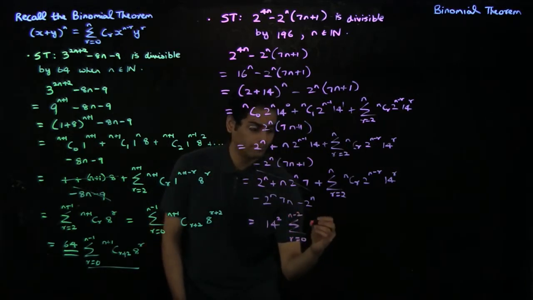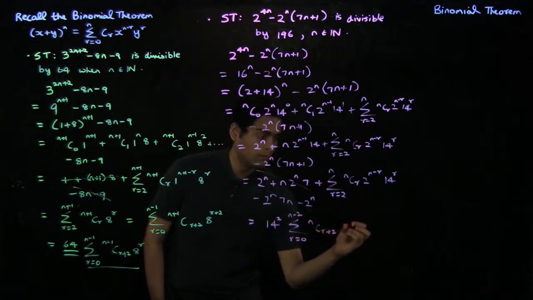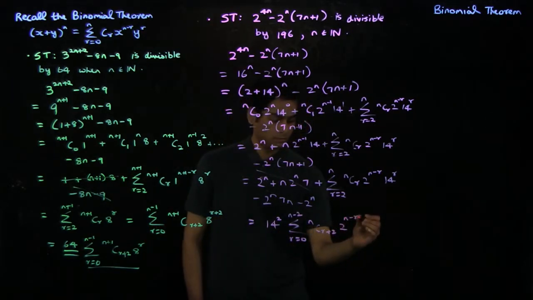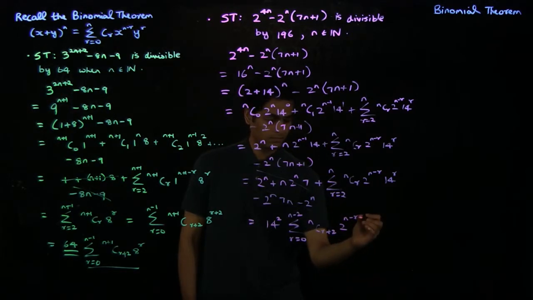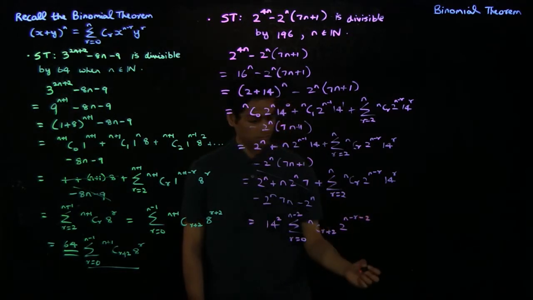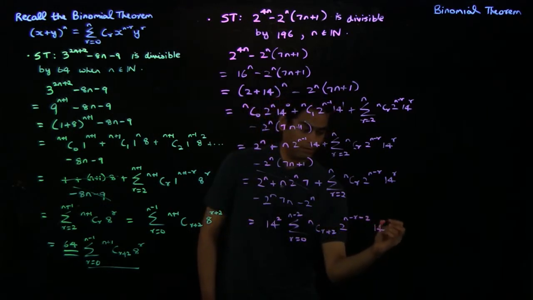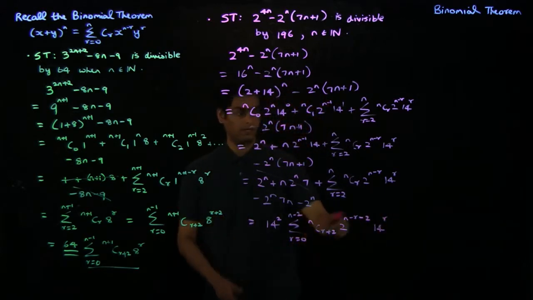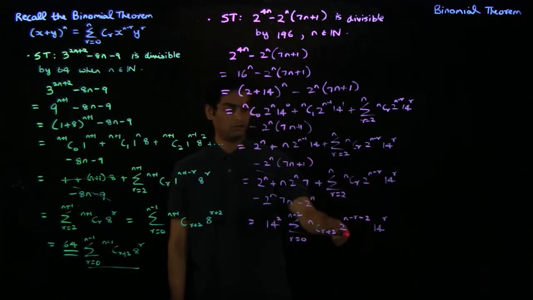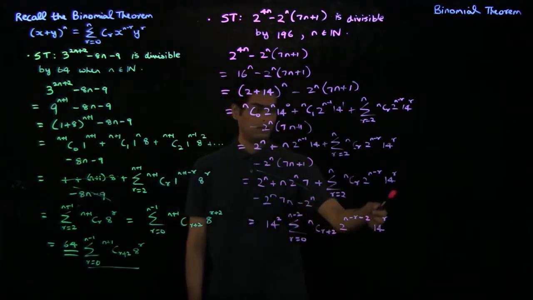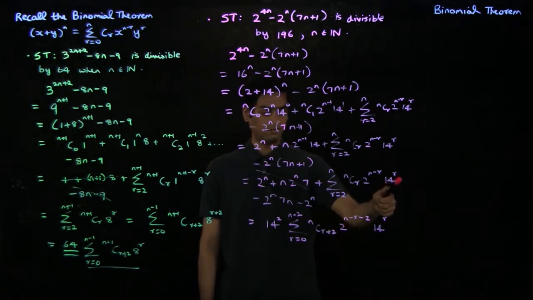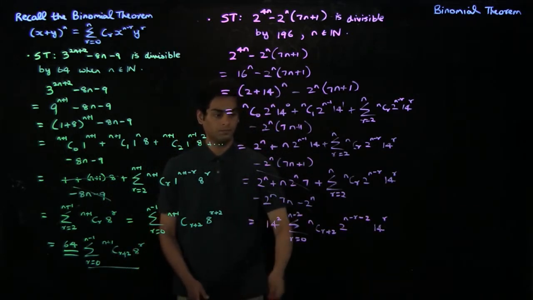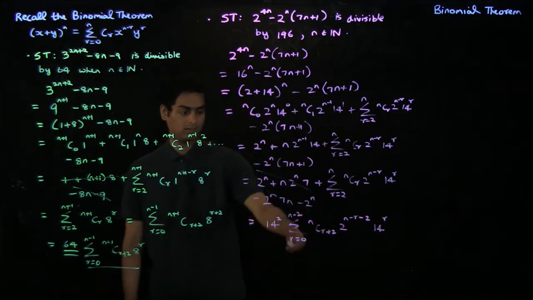n minus 2, nCr plus 2, 2 power n minus r minus 2, and 14 power r, where here you started with 2 power n minus 2, and so you're starting with 2 power n minus 2 again, and here you started with 14 squared, and here you start with 14 power 0 since I pulled out a 14 squared here.